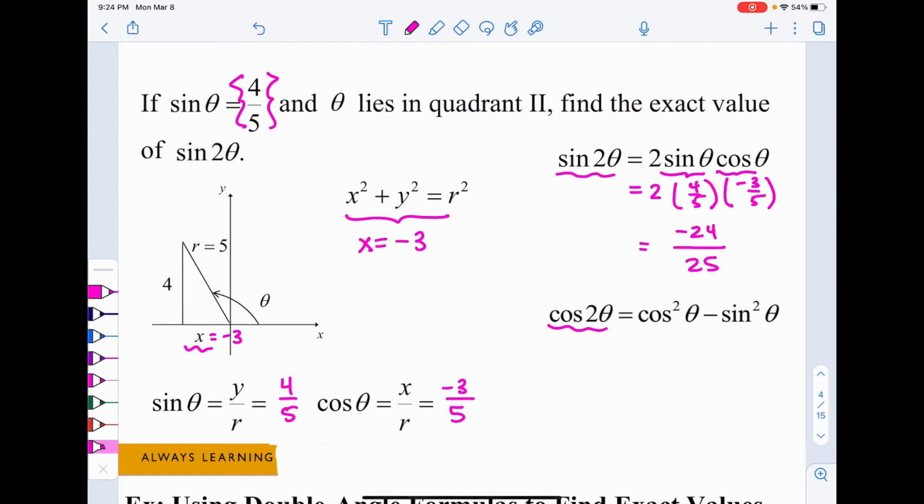If we find the cosine of 2 theta, that means we're going to take cosine squared of theta, which means we take our cosine value, -3/5, and square that. And we're going to subtract our sine squared of theta. Sine is 4/5, so we're going to take 4/5 and square that. If I square -3/5, that gives us 9/25. We're going to take away 4/5 squared, which is 16/25. If I simplify that down, 9 take away 16 leaves us with -7/25. So we have our sine of 2 theta and our cosine of 2 theta.